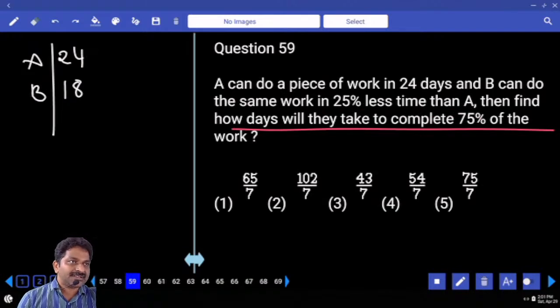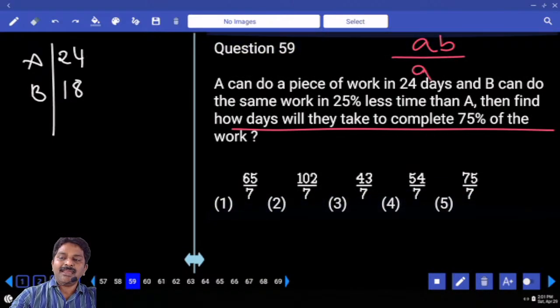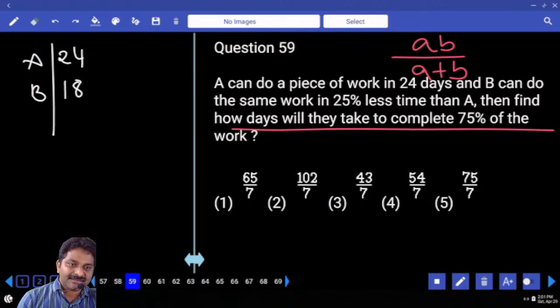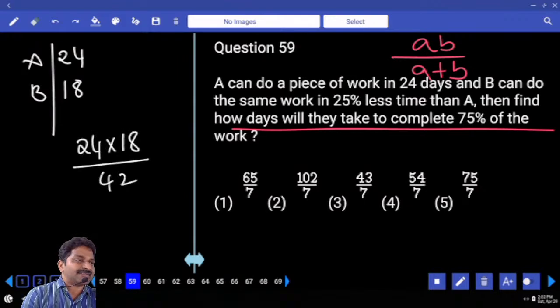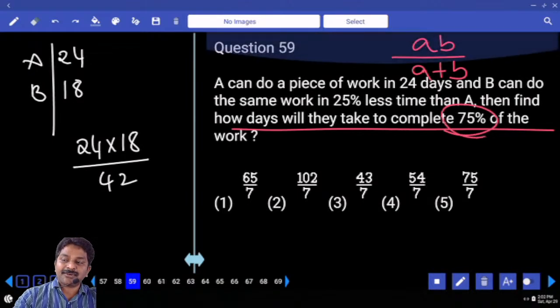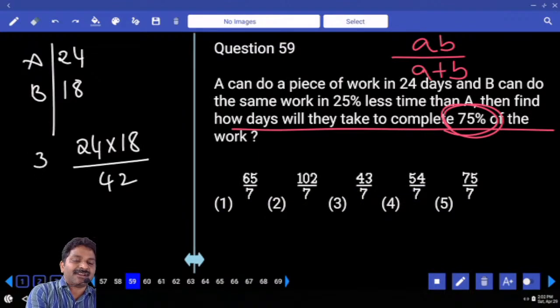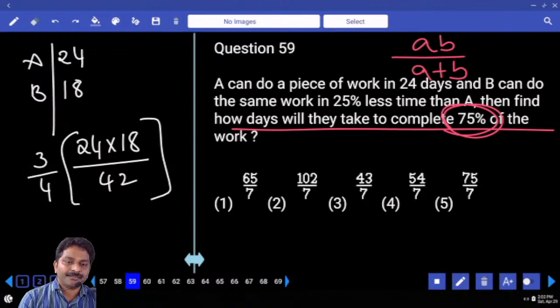So now what you can do is, both together can complete the work in A, B by A plus B days only. This is the time they need to complete the total work. But the question is about 75% work, in the sense 3/4 only. 3/4 of this number will give you the answer. So now 6 3 times, 7 times. We are done with the answer basically.